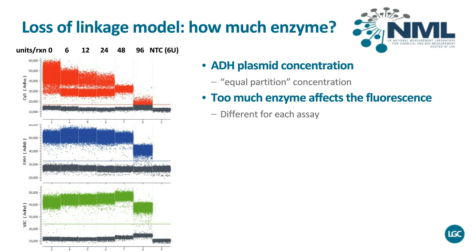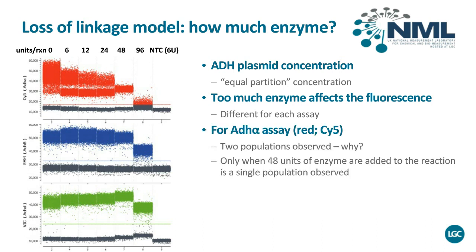So it also tells you that it's different for each assay. So you can't even say, don't add this amount of enzyme, because with digital PCR it's assay specific. And then, of course, the big one is when we look at that ADH alpha assay. We can see there's two populations. And why? But when we get to 48, we can see that there's only one population. So what is going on? We can see that there's predominantly one population when we add no enzyme, but two when we start adding it.